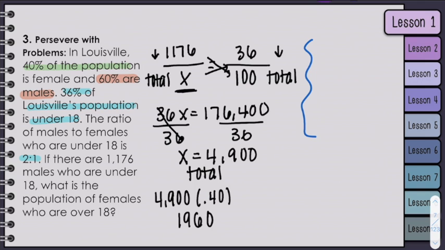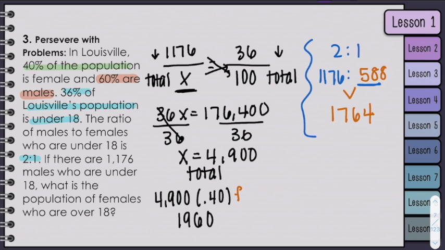Another part I want to know is that 2 to 1 are going to be under, so males to females. So we already know it's 1,176 males are under 18. So here would be 588, and your total is 1,764.